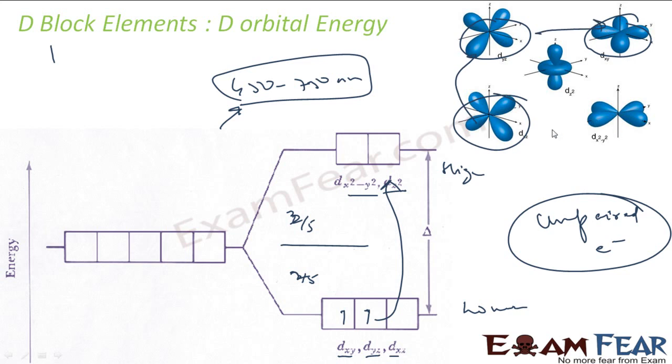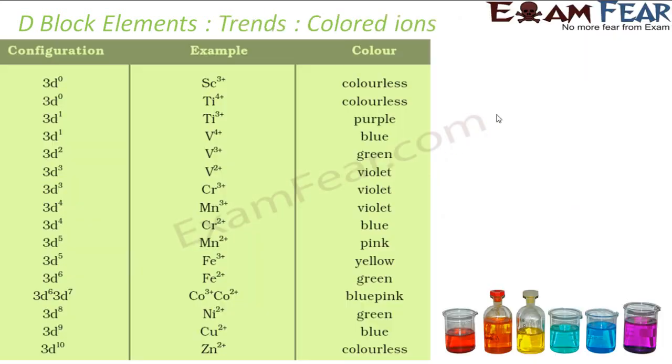So an electron jumps from these to these, or these to these, and with that it imparts color, and this happens only when there is an unpaired electron. We'll talk about that. Just understand that d orbitals have different energy. If you see the d block elements, they have colors, the ions have colors. And why? They are colored in both solids and aqueous solution.